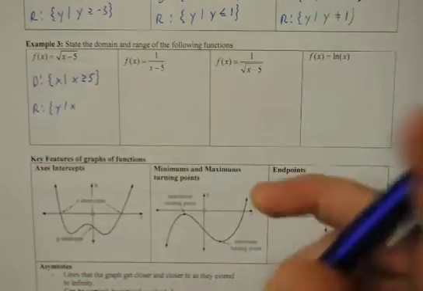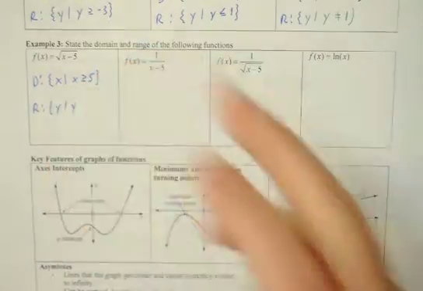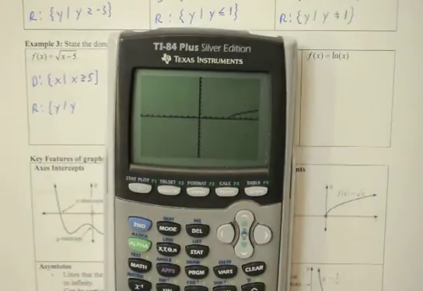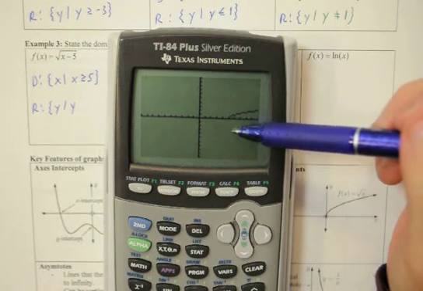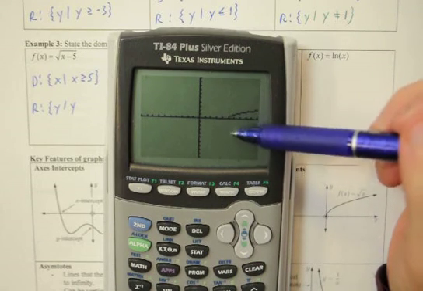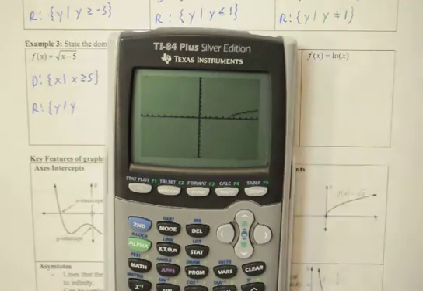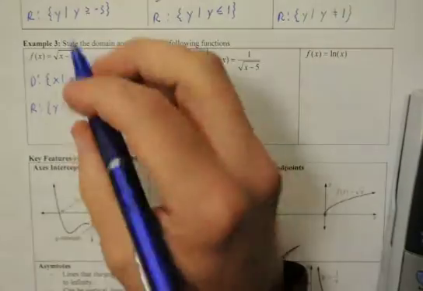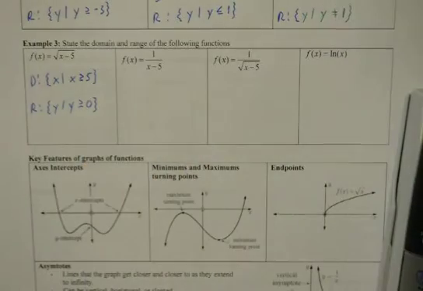Now let's look at the Y value. You can't be less than 0. There's no such thing as a negative. You can't get a negative out of a square root. So you're always going to be positive Y, Y greater than or equal to 0. So there you have it. That's the domain and range.